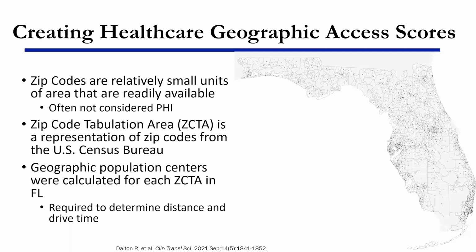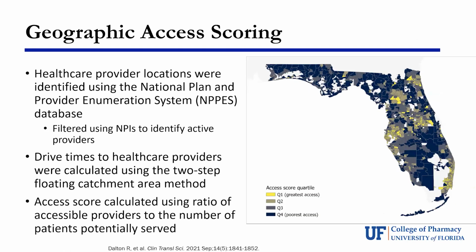Basically, what we did was calculate geographic population centers within each of these ZCTAs. We needed to do that because if we're going to find how well someone can access healthcare providers, we need to know where most of the people in the ZCTA live, and what the drive time would be to any available healthcare providers.